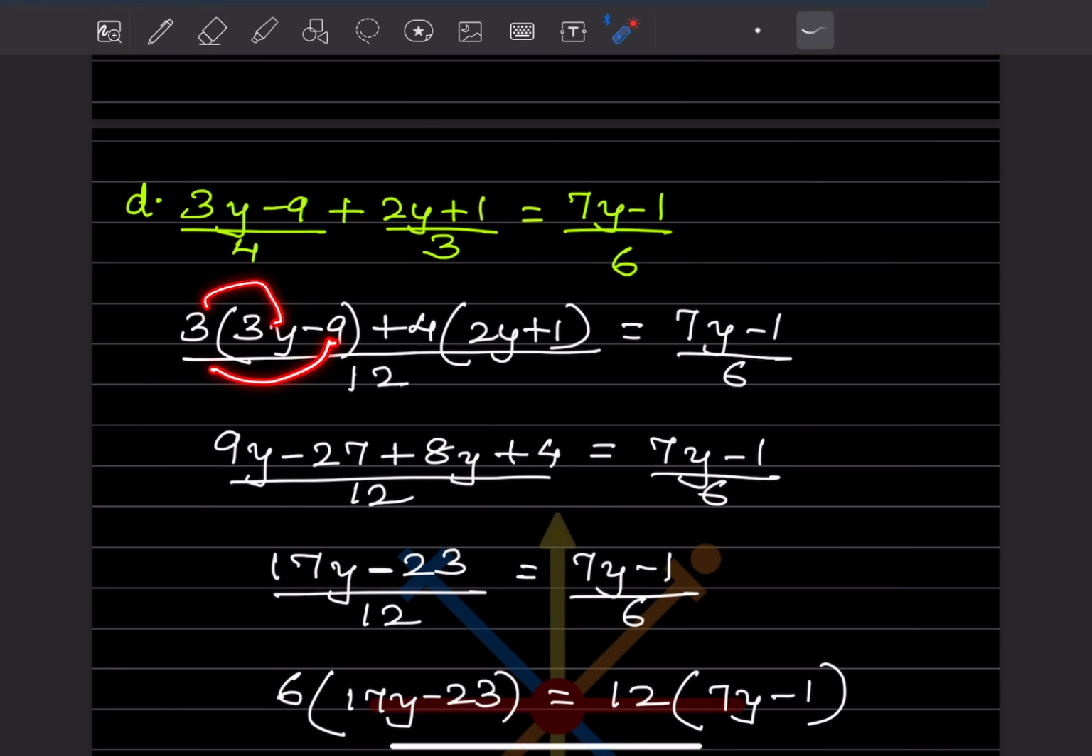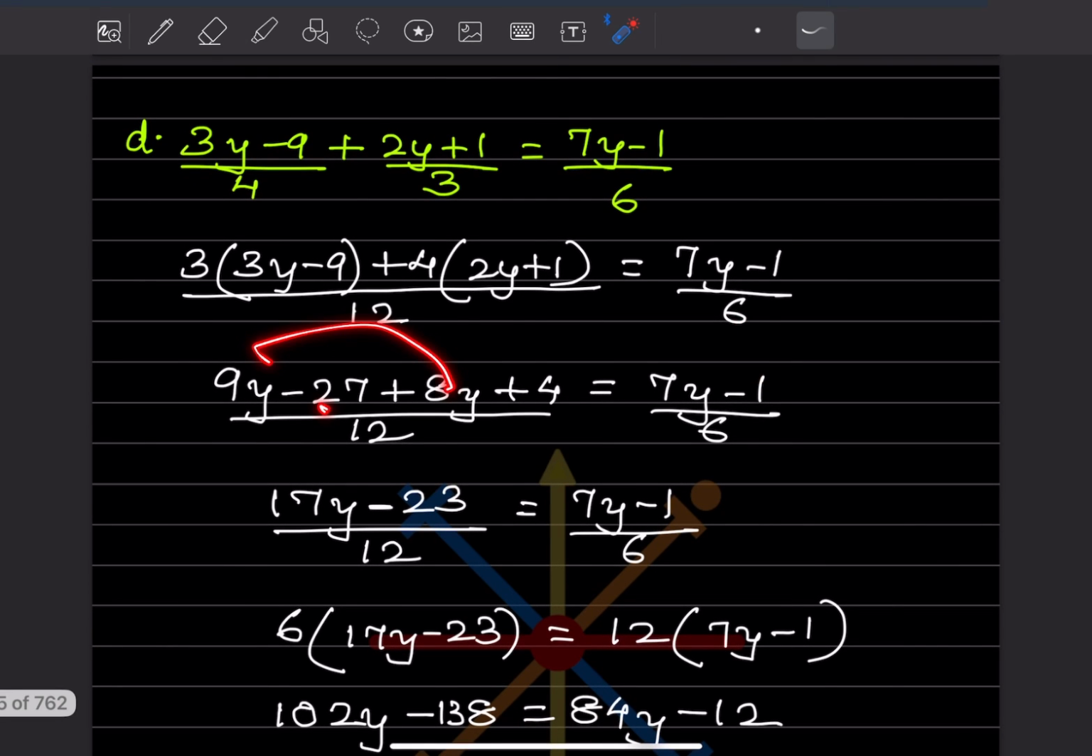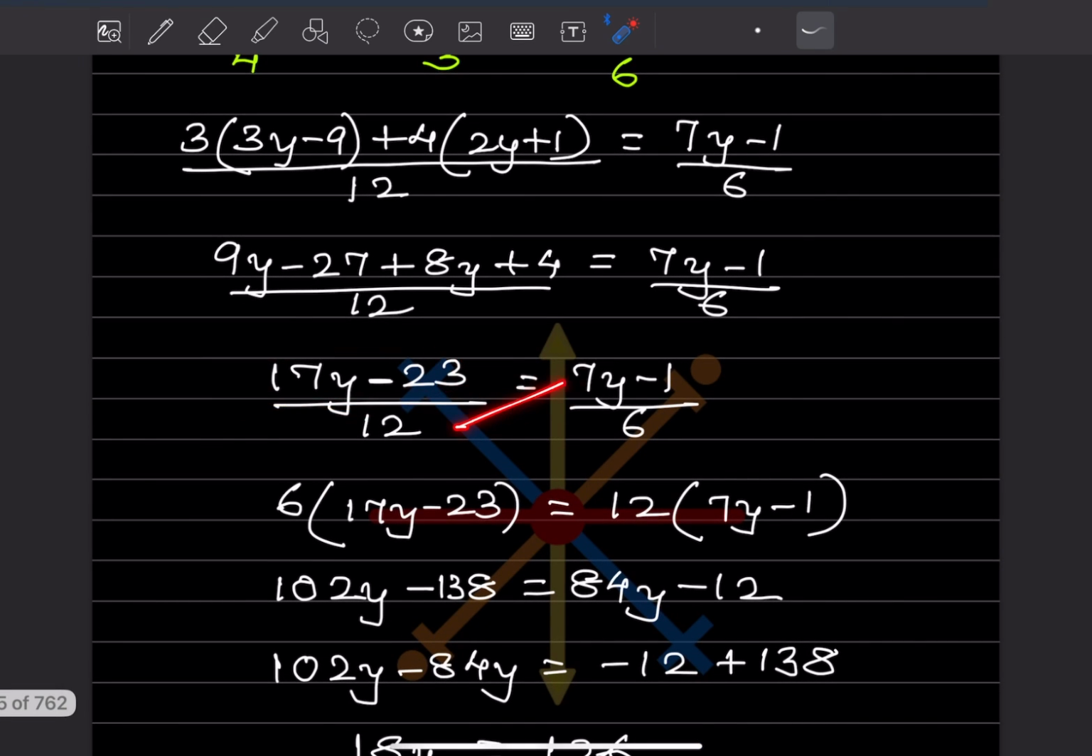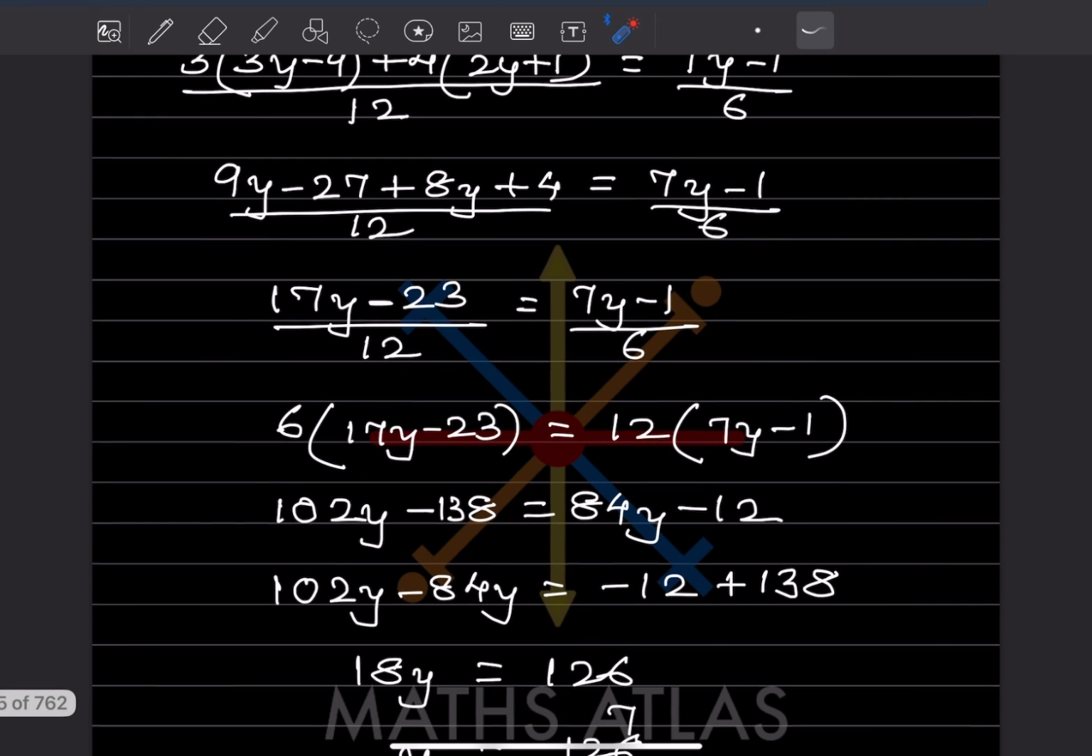So after simplifying this, we get this step. After multiplying, we get this step. And this divided by 12 will be the same. So this is going to be 17y minus 23 divided by 12, the same. Now we are going to cross multiply. 6 goes over here. So 6 into 17y minus 3, and this will go here. That will be 12 into 7y minus 11. Sorry, that is 1. So after multiplying this, we get this.